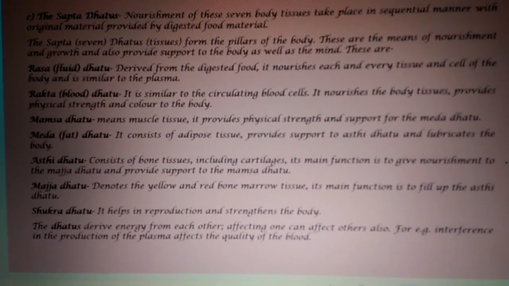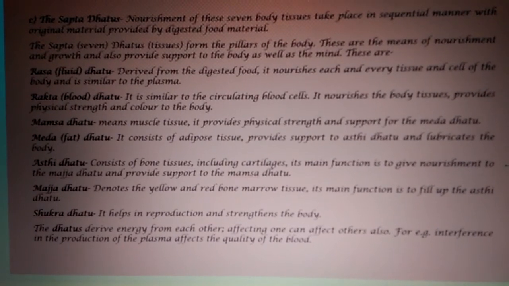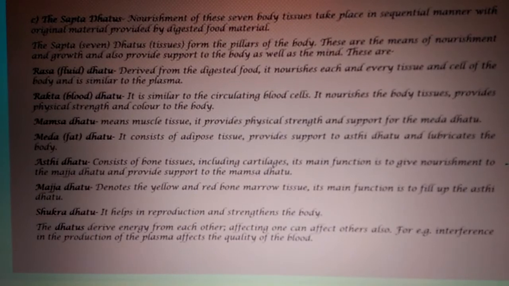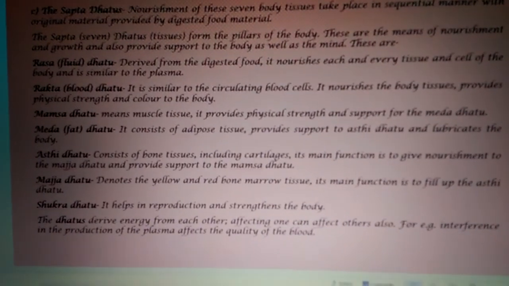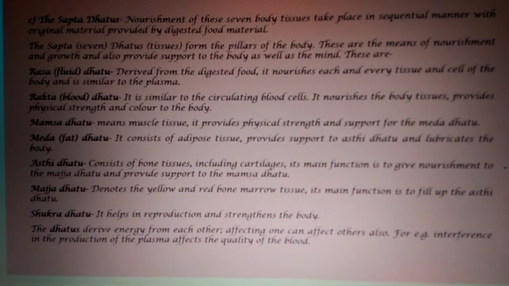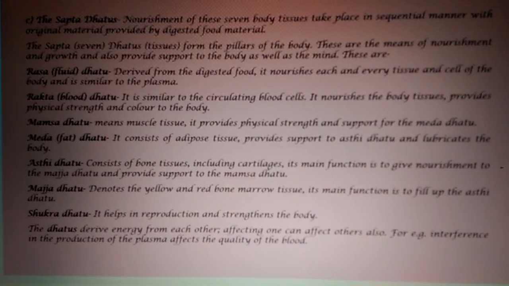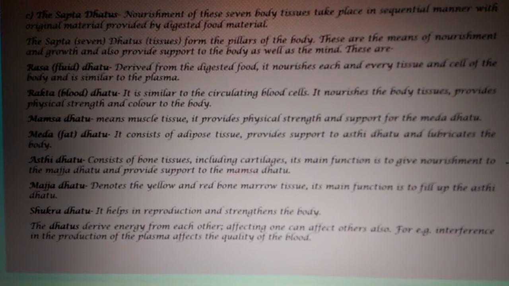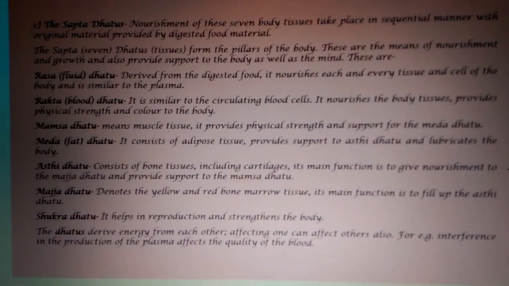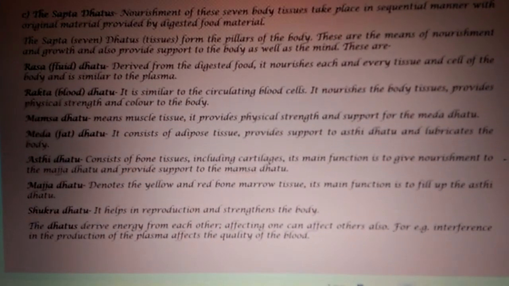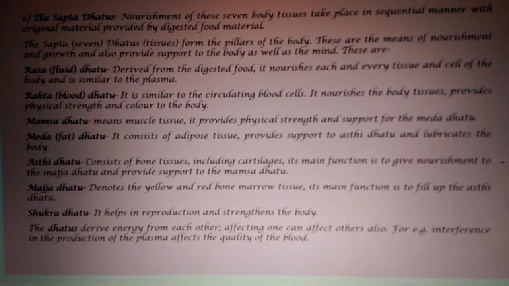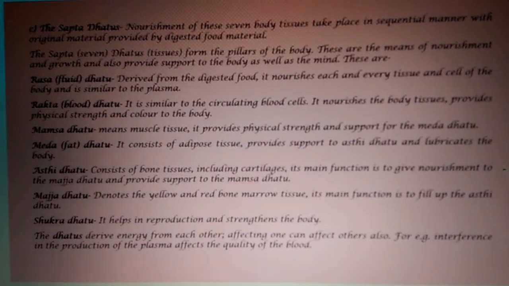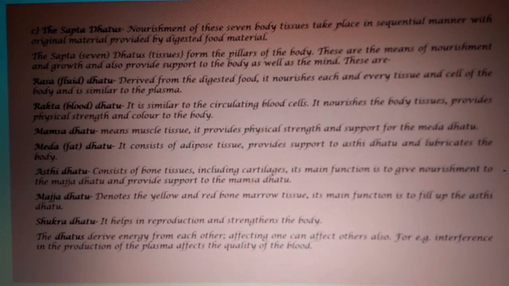Now comes the majja dhatu. It denotes the yellow and red bone marrow tissue and its main function is to fill up the asthi dhatu. And lastly, it is the sukra dhatu. It helps in reproduction and strengthens the body. The 7 dhatus derive energy from each other. If one of them gets affected, then others can also get affected and there may be imbalances in the functions of the body.